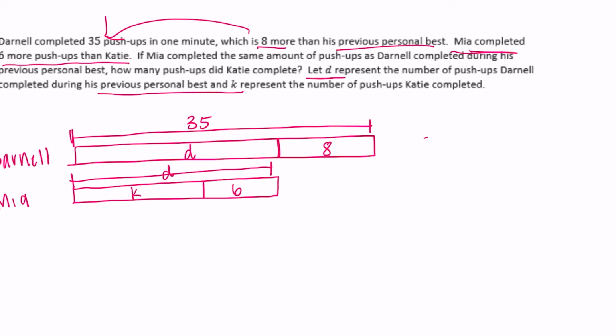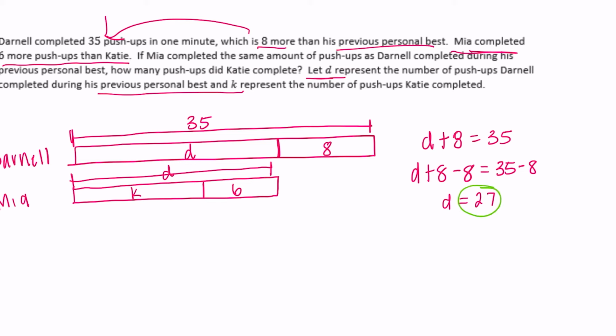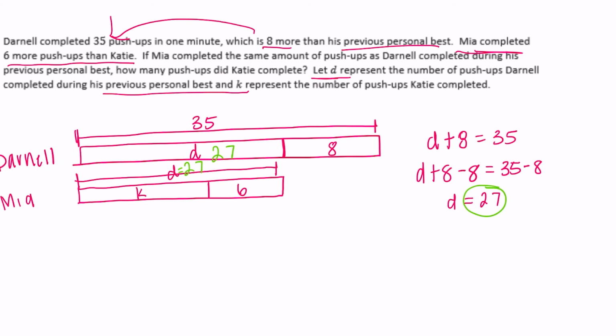So we know that D plus 8 is equal to 35. To get rid of the 8, we do D plus 8 minus 8 is equal to 35 minus 8. Whatever we did on the left, we did minus 8, so we need to do minus 8 on the right. So D is equal to 35 minus 8, which is 27. So D is equal to 27, which helps us figure out Katie's.